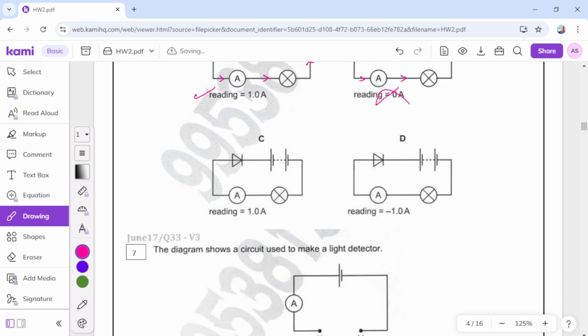If you move to C, now you will find positive. So now the current is against the direction of diode, so no current flows. So this will be wrong. Also, because current is positive now, we have to move current from this, so it will be opposite to the direction of diode. So also we don't have a current here.